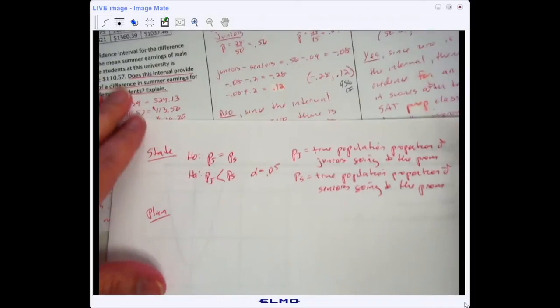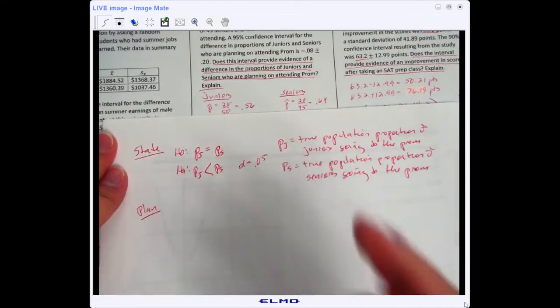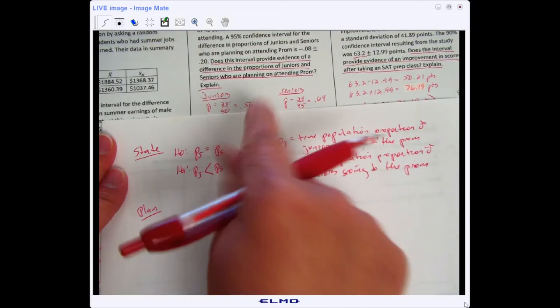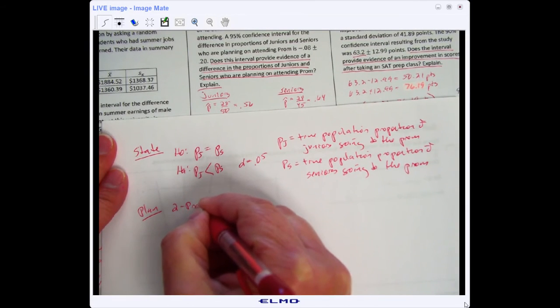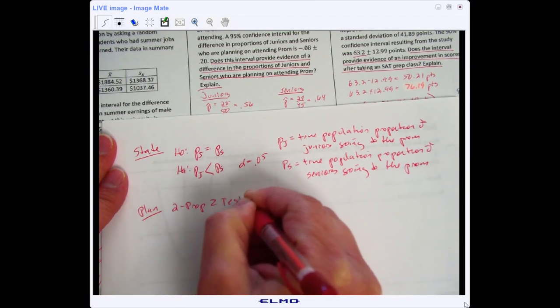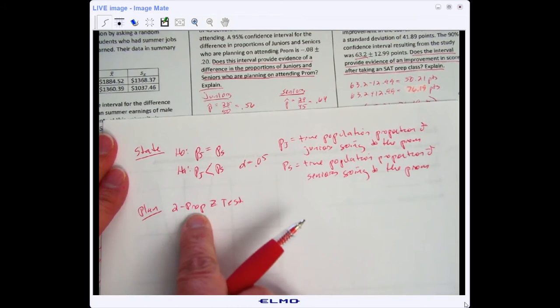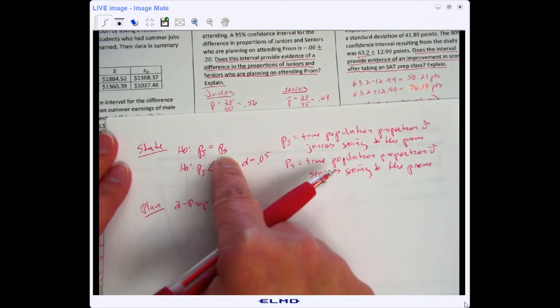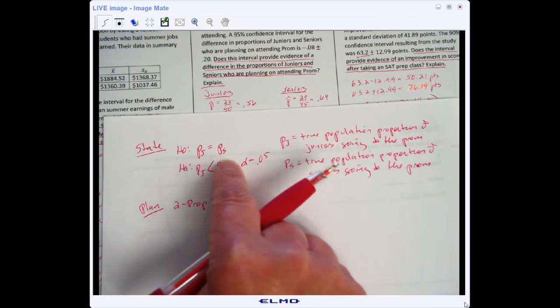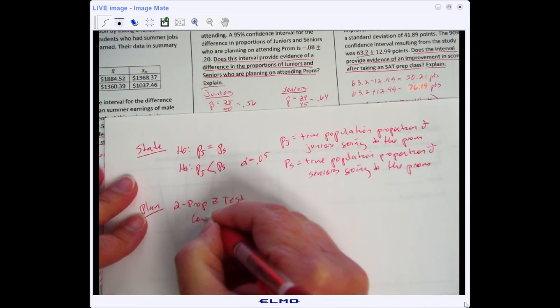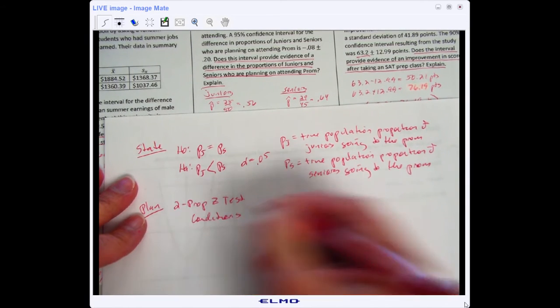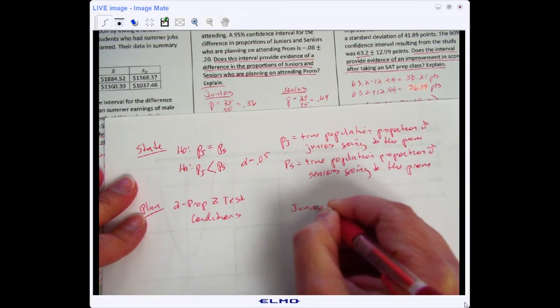And again, we've got to do our plan for our juniors and our seniors. So let me try to get all this organized here. Now this is a two proportion z-test, because these are proportions and it's two proportions. It's not one proportion equals some number. I'm comparing two proportions. So I've got to do my conditions for both, for juniors and seniors.